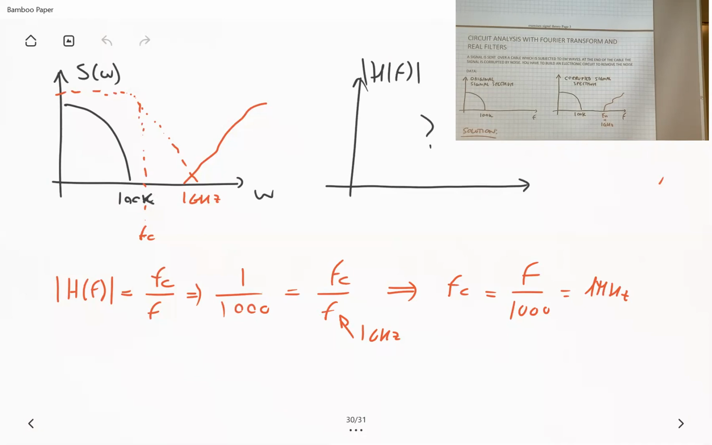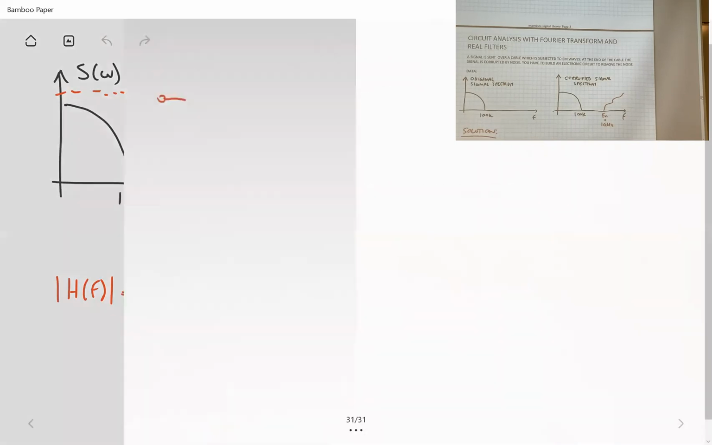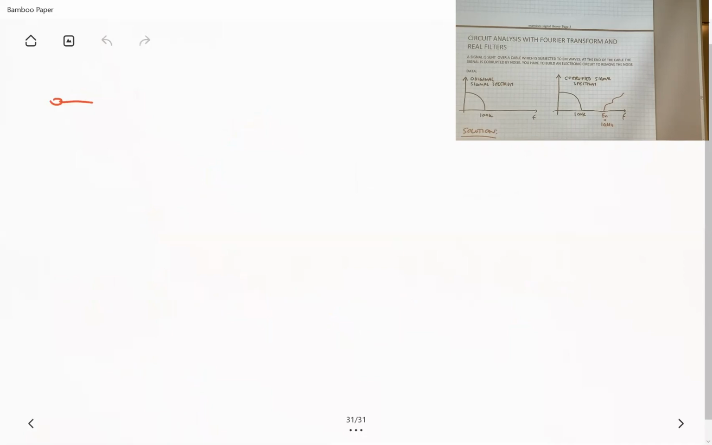To spice up our life, because otherwise it's the same exercise as before. There is no practical reason. You could also design an RC. It's just to make the exercise a little different. Yeah, thank you, Ole. I saw that. Sorry.